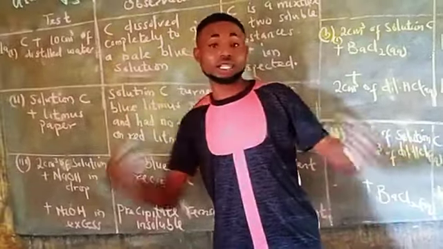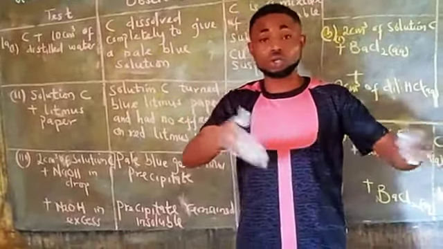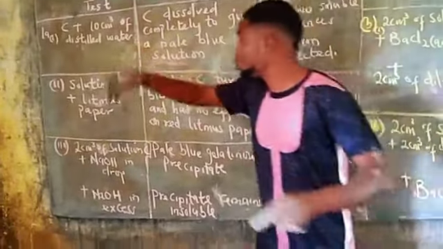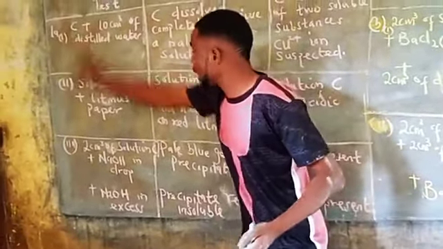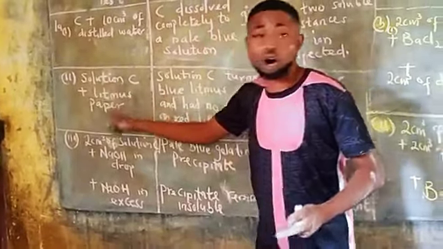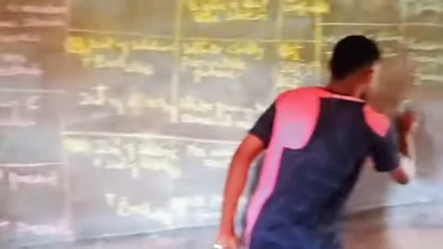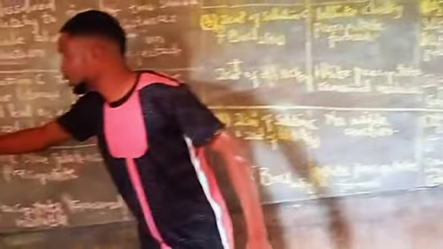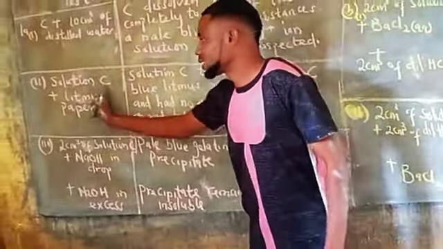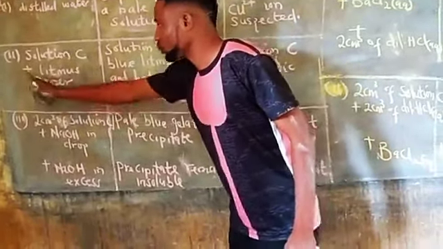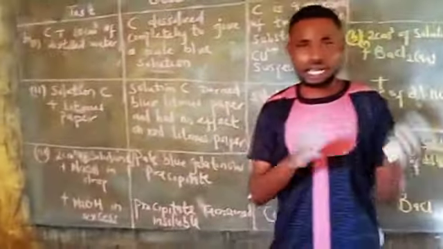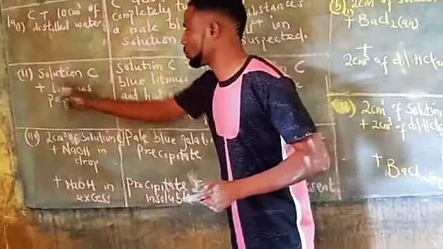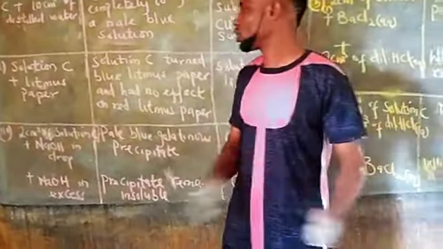So you have to label it depending on the question and what you are doing. If you want to put the sample C, you label it sample C. And here you can write solution C or C aqueous. Some can write solution C plus litmus paper, or C aqueous plus litmus paper. You can write in two different ways. So for number one, you write solution C plus litmus paper or C aqueous plus litmus paper.